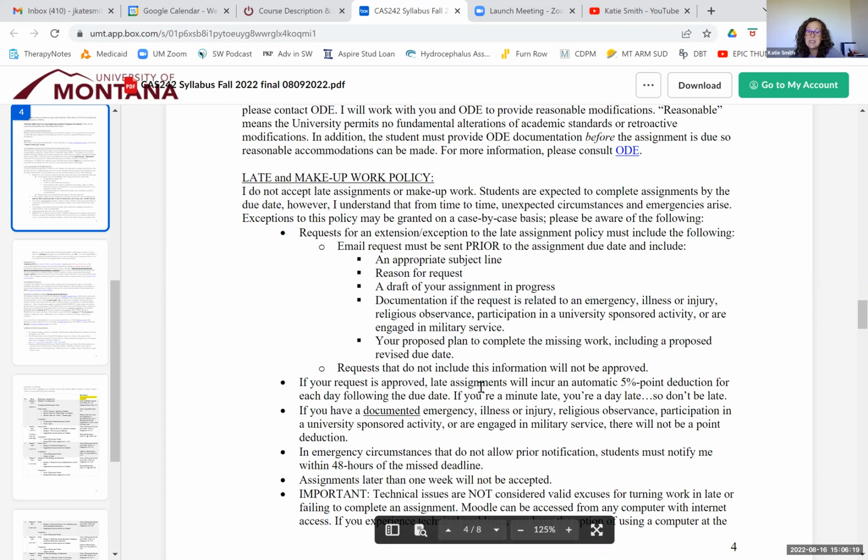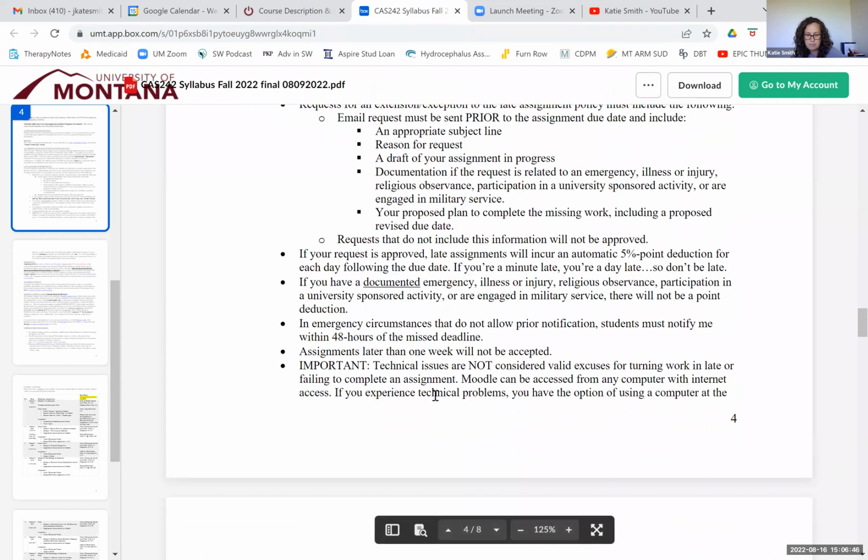So if your request is approved, you will incur an automatic 5% point deduction for each day following the due date. So if something is due at 11:59 p.m. and you turn it in at 12:02, guess what? It's late. So you need to turn it in on time. If you're a minute late, you're a day late, so don't be late. If you have a documented emergency or what I outlined above, there's not a point deduction.